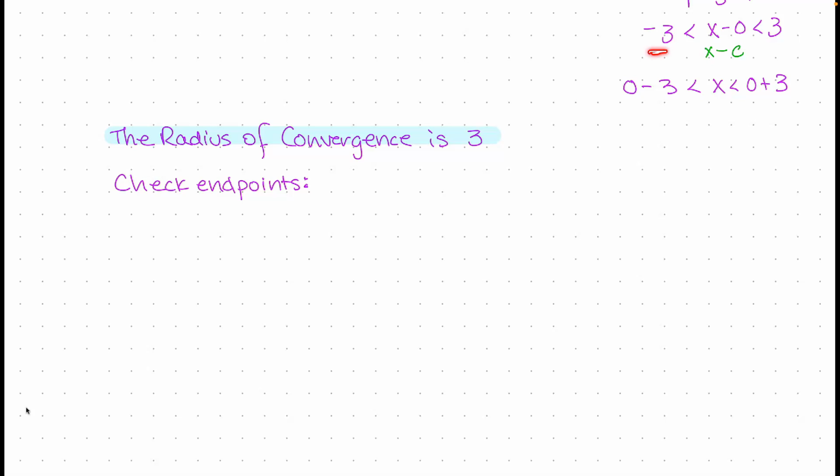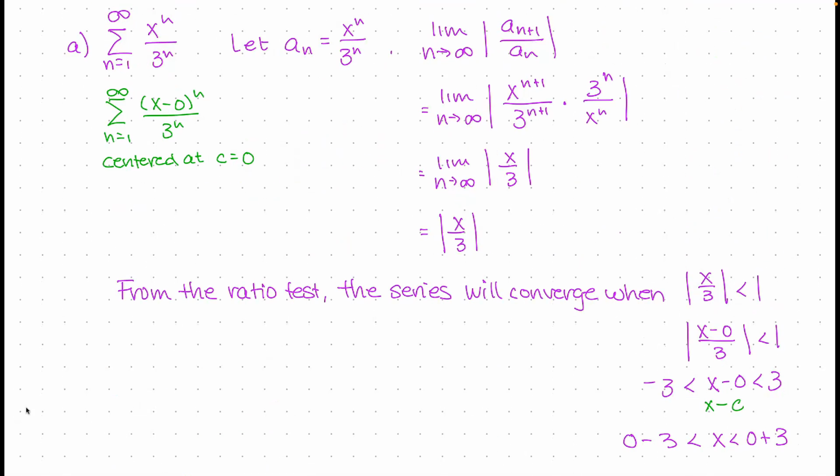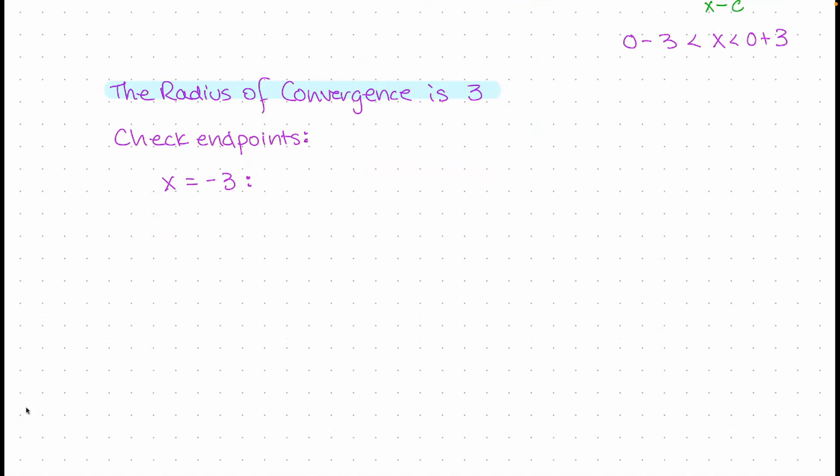The endpoints of the interval are -3 and +3. So when x is -3. Now remember, our original series was x to the n over 3 to the n in the summation. So I'm going to just write that so we have that visual. And I'm going to substitute. I'm going to let x be -3. -3 to the n over 3 to the n, as n goes from 1 to infinity.